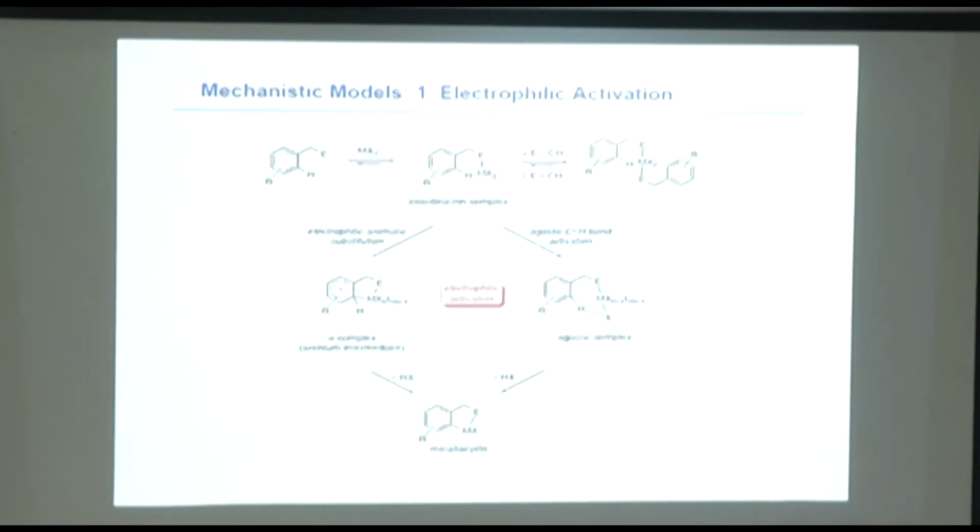Yes? So what is the basic difference between CH activation and CH functionalization? Between CH activation and CH functionalization.